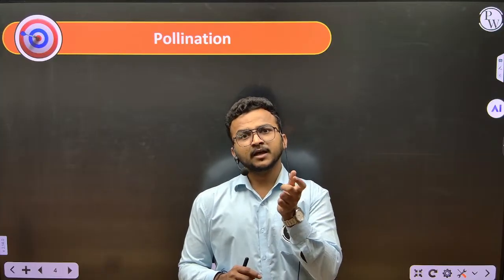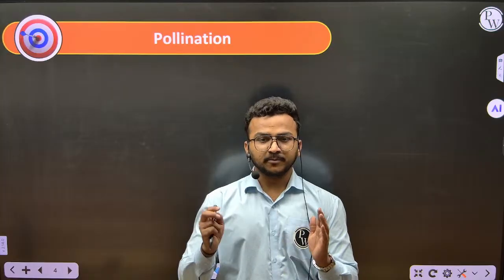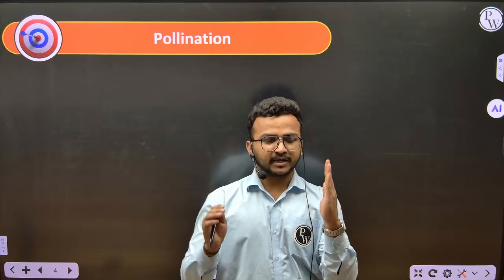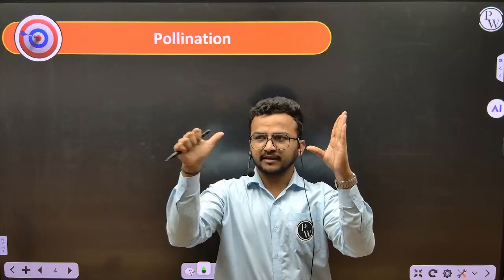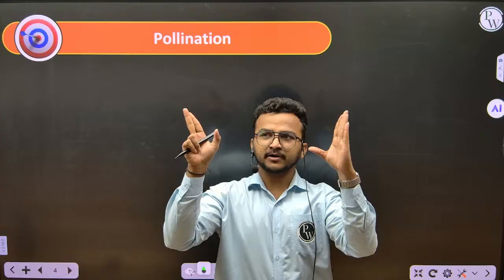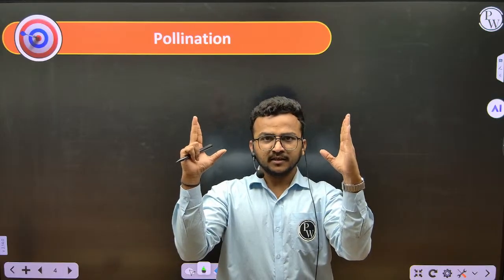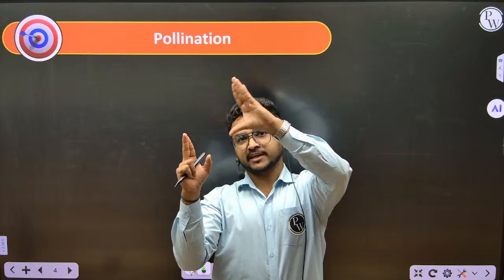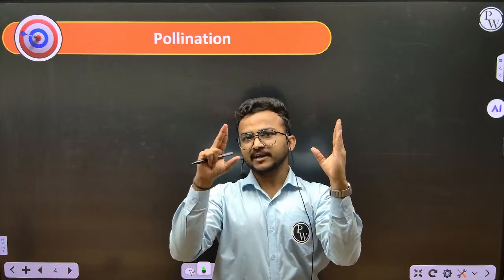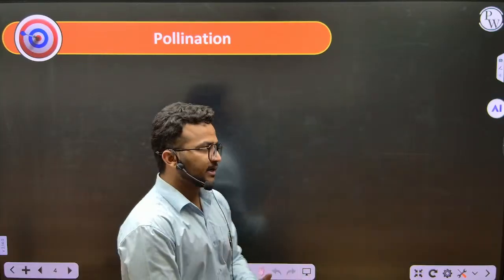In case of cross pollination or xenogamy, there is also a requirement of pollinators, but here there are two plants, one flower is this and another flower is this, of the same species. If it is a hibiscus plant, this is also a hibiscus plant. The transfer of pollen grains from anther to the stigma of two different plants of the same species, we call cross pollination.